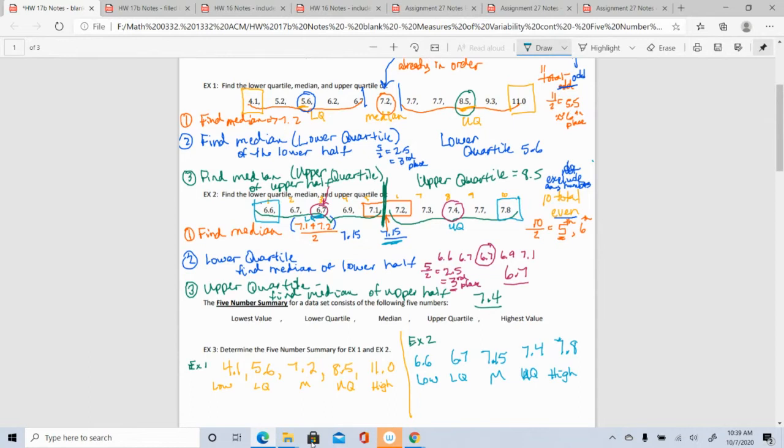The other three kind of depends on it. In the first example we did, the median, we circled it. That was on there. But on the second one, we had to find the median by looking at the middle two numbers and taking that average, didn't we? Now it just so happens that both of these ended up having 5 on each side. When we split this in half, we had 5 and 5. But we'll do some more examples where it doesn't always turn out that way.